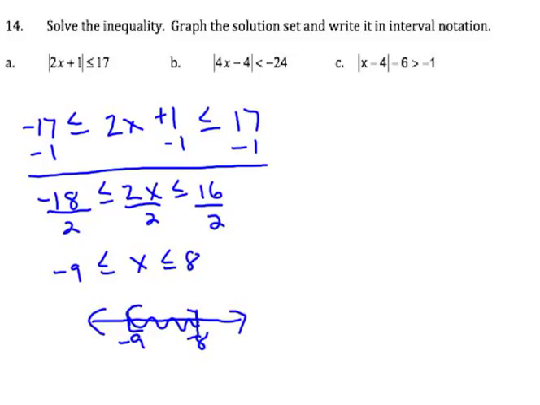I think this way's a little bit easier, but some people find it a little tricky to turn this around and put it in front. But if you can do that, you're good to go.